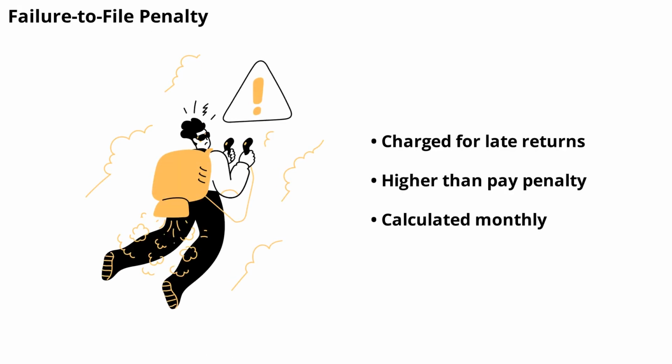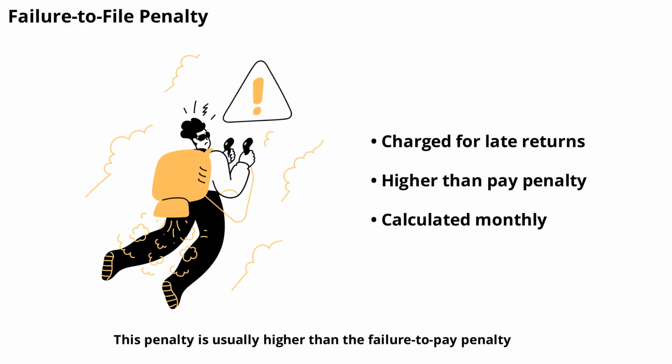The failure to file penalty is charged when you don't submit your tax return by the deadline. This penalty is usually higher than the failure to pay penalty, reflecting the importance the IRS places on timely filing. The penalty is calculated as a percentage of the unpaid taxes for each month the return is late, up to a maximum limit. Filing on time, even if you can't pay right away, can help you avoid this extra cost.